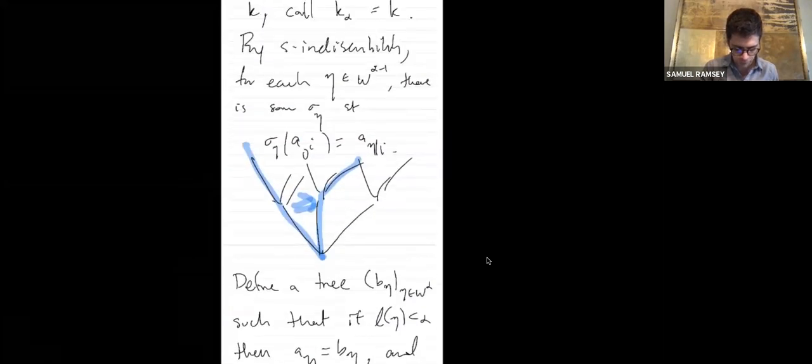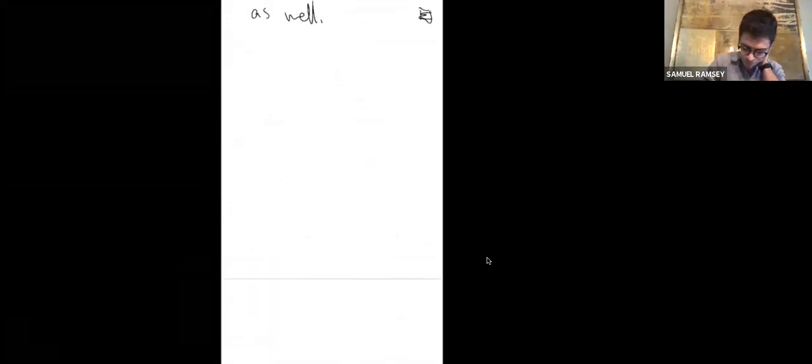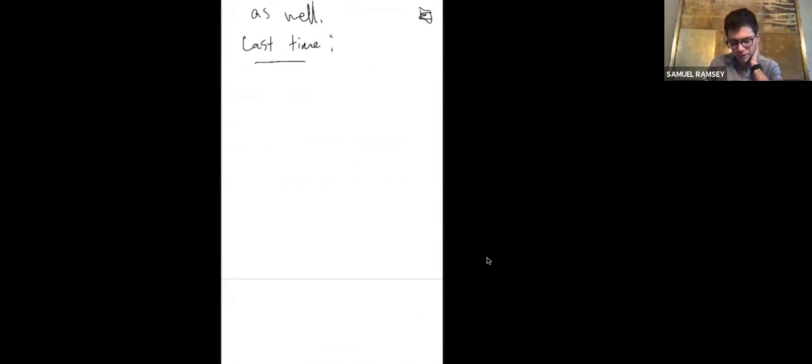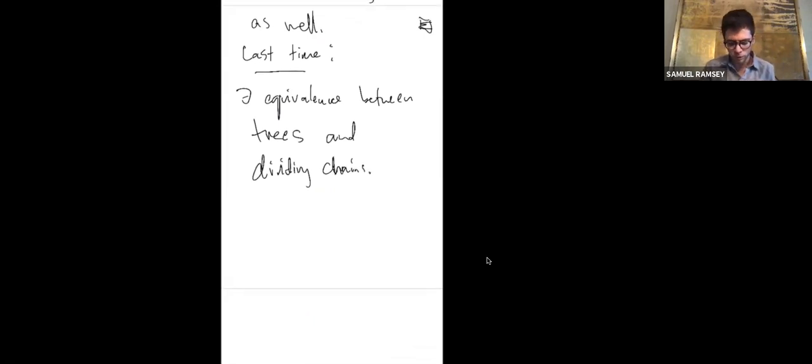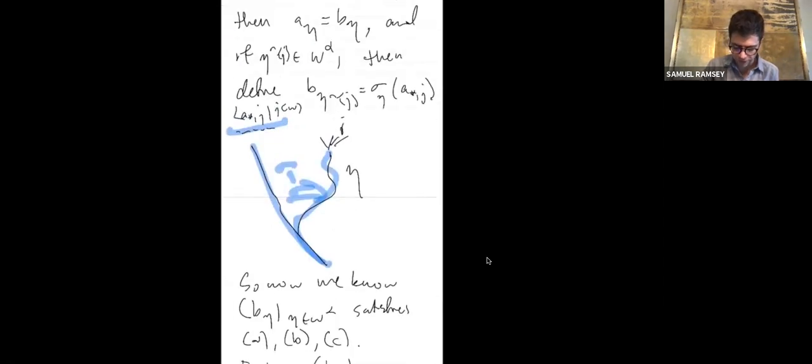Okay, cool. So last time what we did was we proved that there's an equivalence between trees and dividing chains. So what does that look like? We can just scroll up and see what it says.